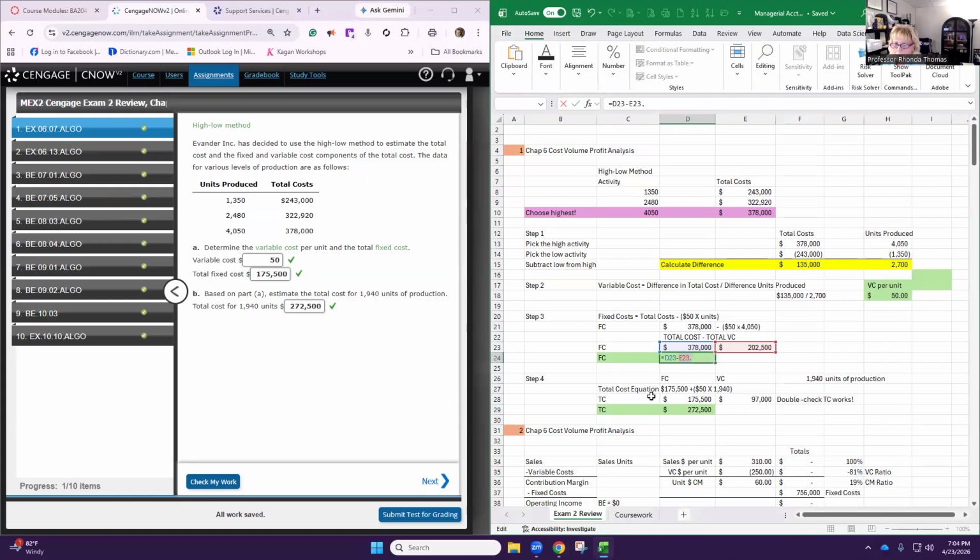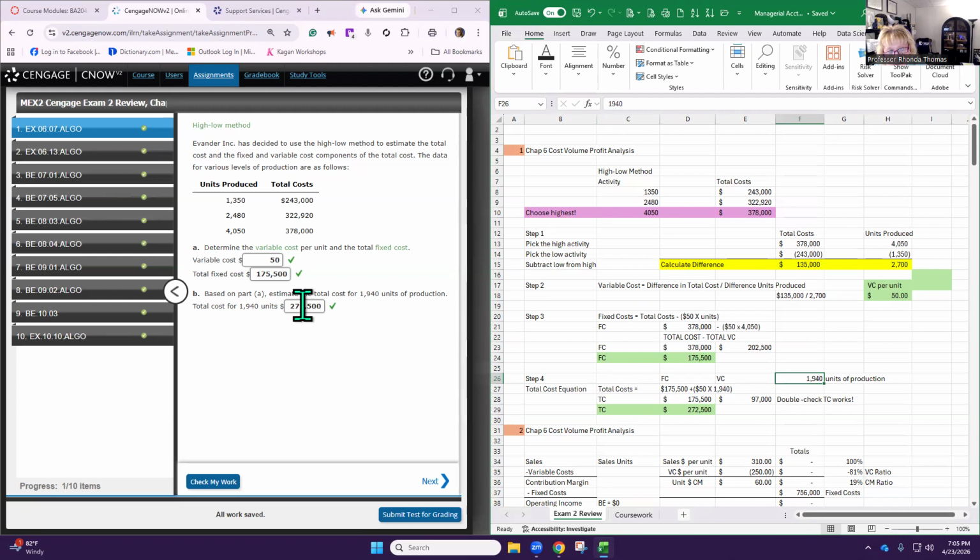Okay, so then we have to put this into an equation. All right, so the equation is the total cost equation. Okay, let me move this over just a second because I want to make sure you know what we're doing here. Okay, so the total cost equation is total costs equals 175,500 in fixed plus $50 times the units they want us to use.